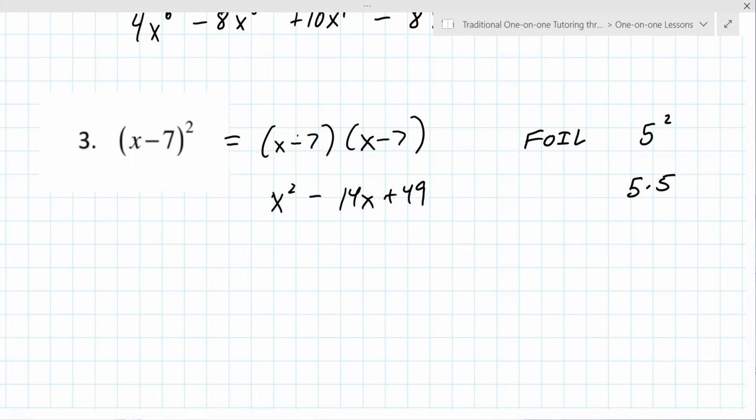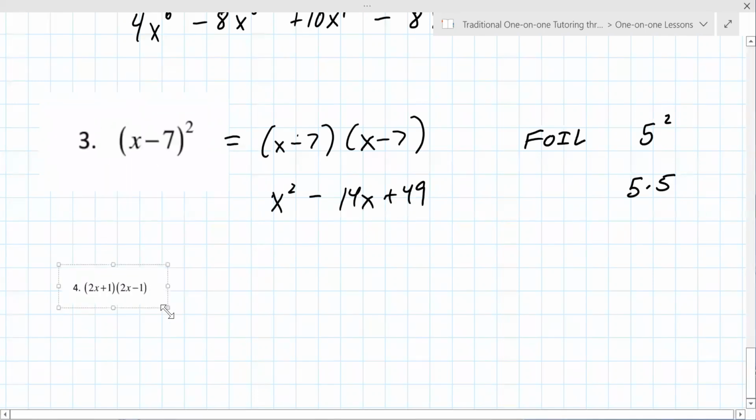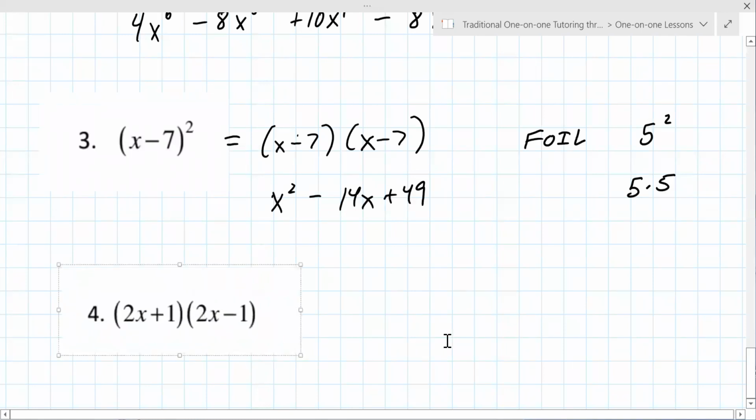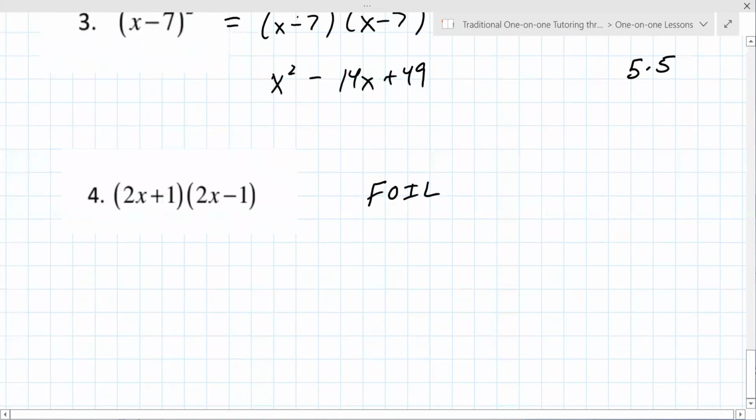Okay, so if that's clear, let's have you try number 4 on your own here. It's another FOIL problem, and then I'll talk with you about how to do number 5. But go ahead and give that a try, please. It's another FOIL, and simplify as much as you can.